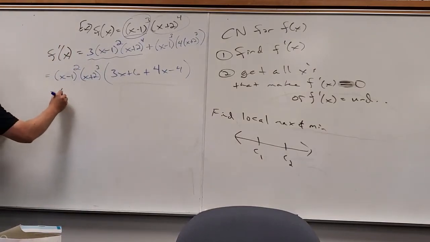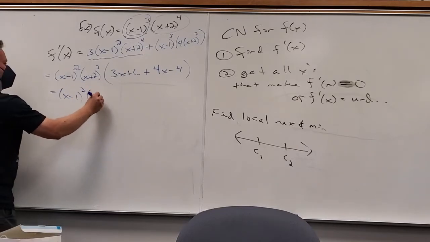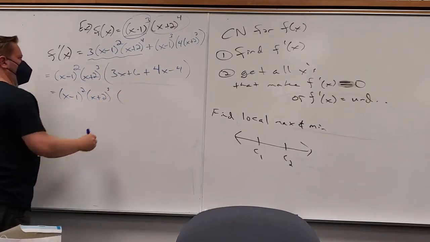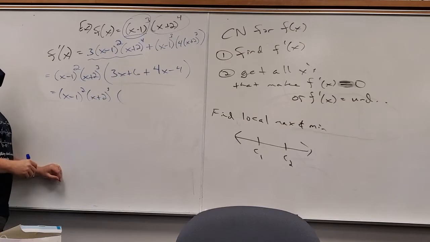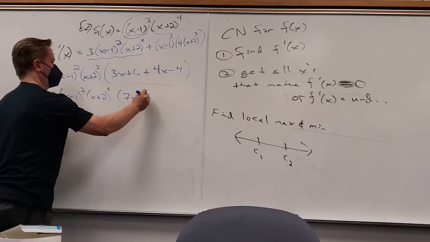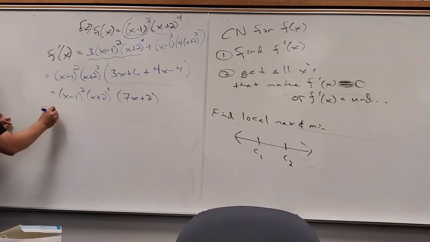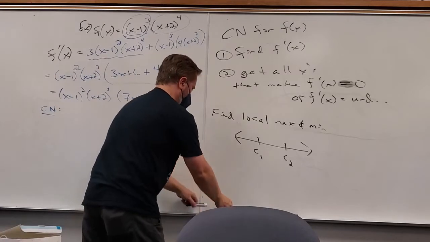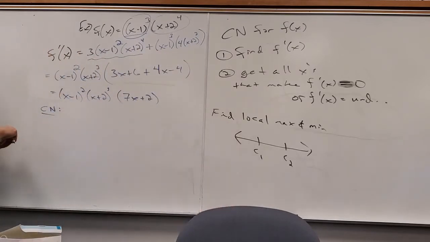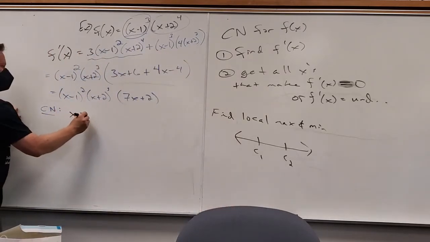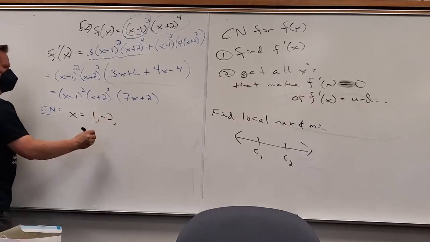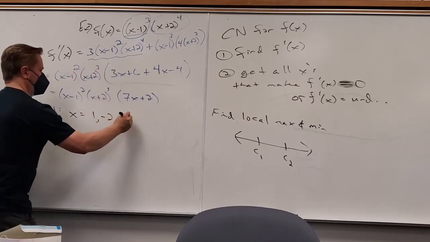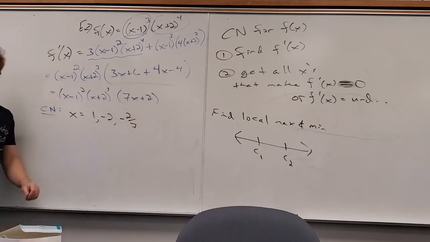And now, if you simplify that inside, what do you get? So what are my critical numbers? One, negative two, and two sevenths. All right, subtract 2 divided by 7.